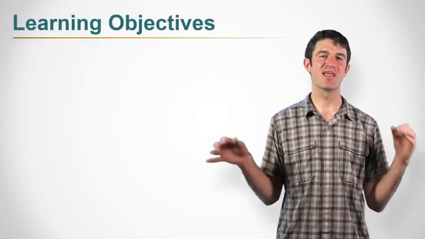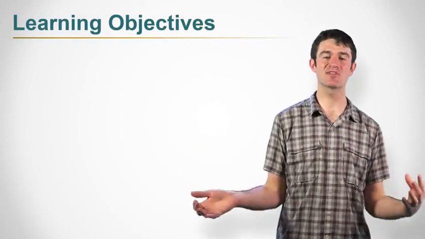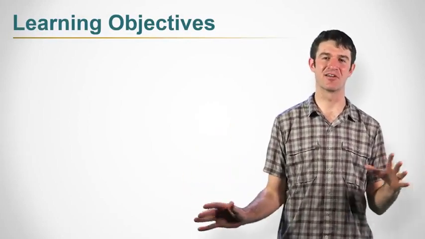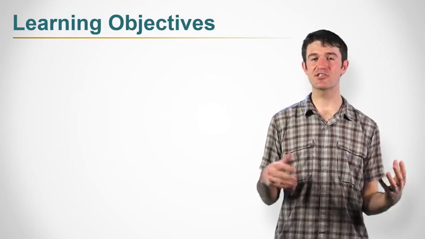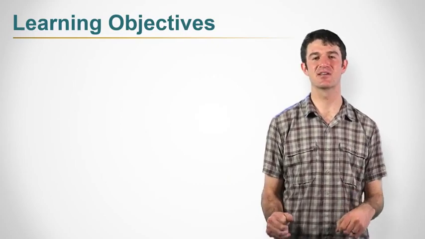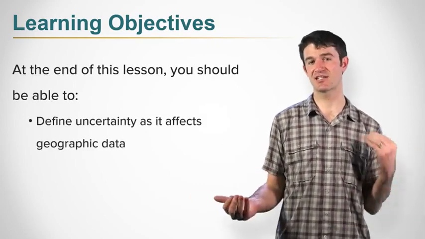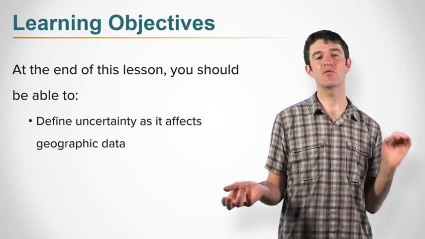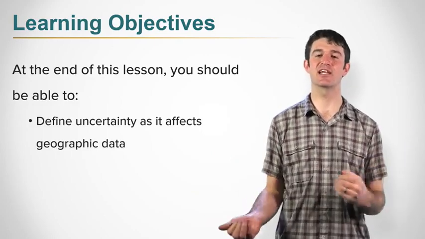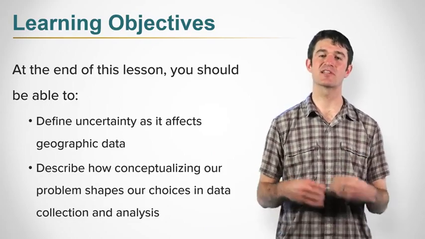Hello again, everyone. In this video, we're going to take a step back into the broad concepts of uncertainty and error. We'll discuss this over a few lectures because it's a relatively big concept that affects everything you do in GIS. In this lesson, you'll learn about the broad types of uncertainty affecting geographic data, and then we'll specifically talk about uncertainty and how we conceptualize our data so that we can make appropriate choices when we design data collection or analysis workflows.